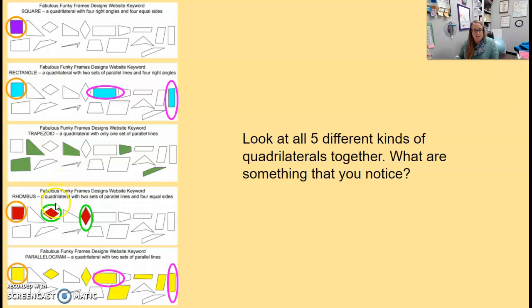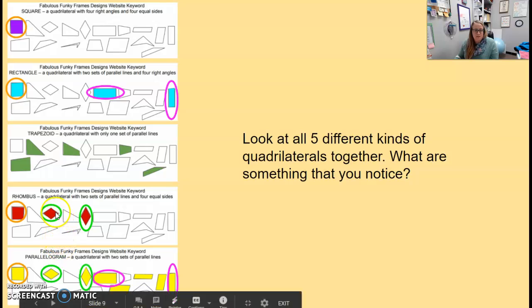I noticed that these 2 rhombi, or rhombuses, these 2 rhombi, where do you see them at? Yeah, I see them down here also. So I know that a rhombus can also be a parallelogram. So what do you think this means? What do all these words have to do with each other?